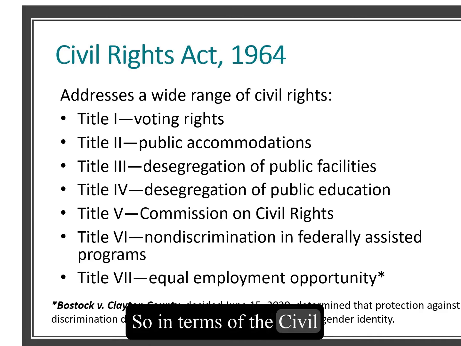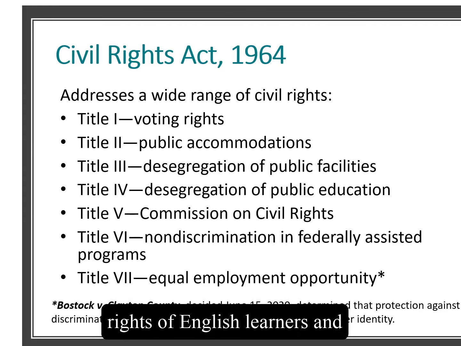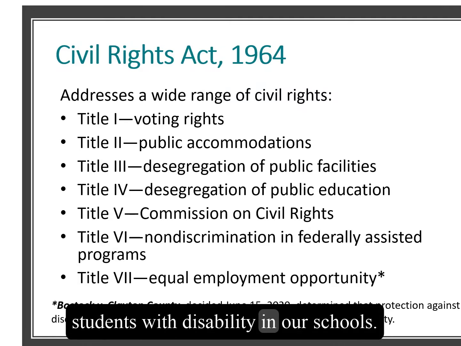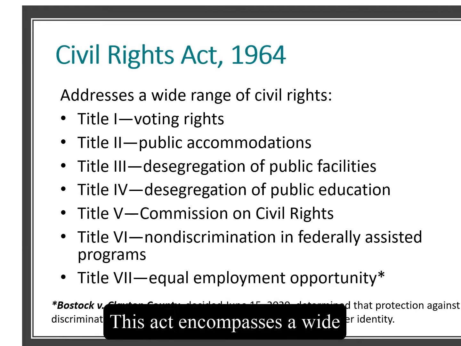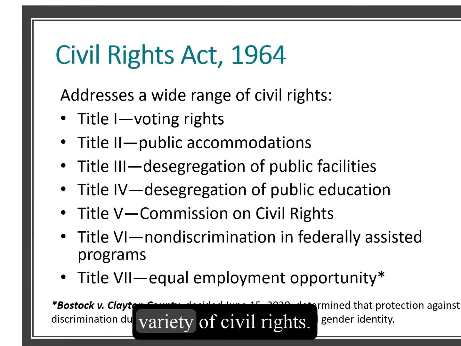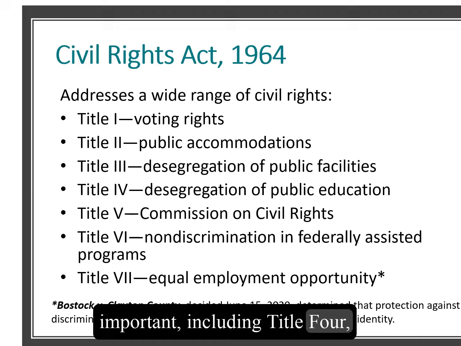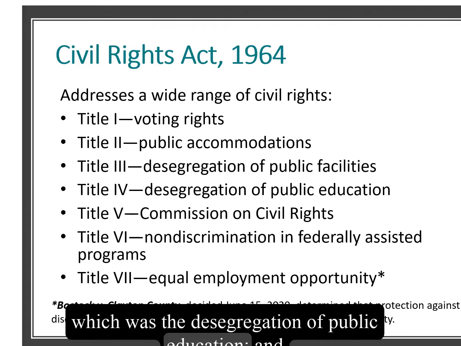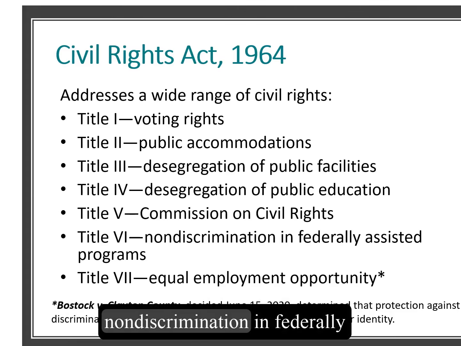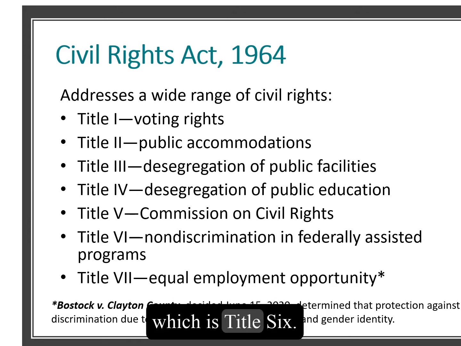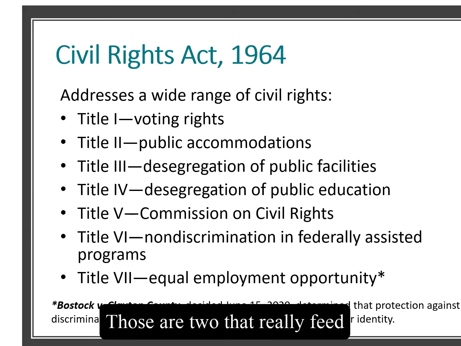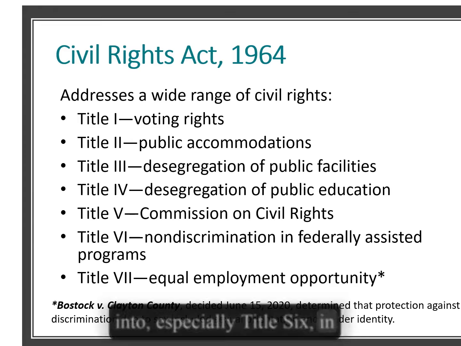So, in terms of the Civil Rights Act of 1964, which is a key piece of legislation that undergirds the rights of English learners and students with disabilities in our schools, this act encompasses a wide variety of civil rights. A couple of them are very important, including Title IV, which was the desegregation of public education, and non-discrimination in federally assisted programs, which is Title VI.